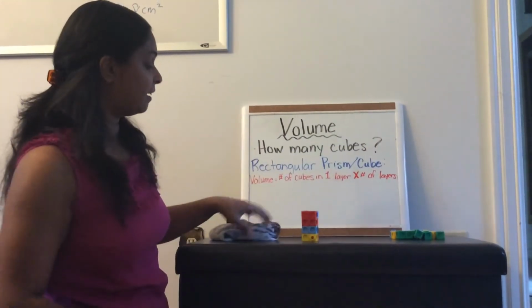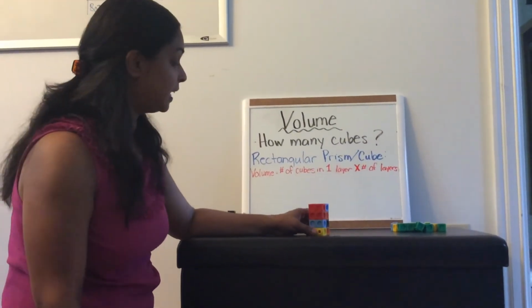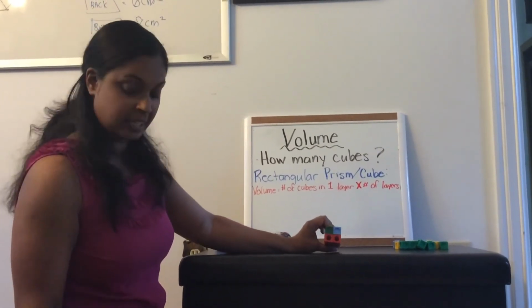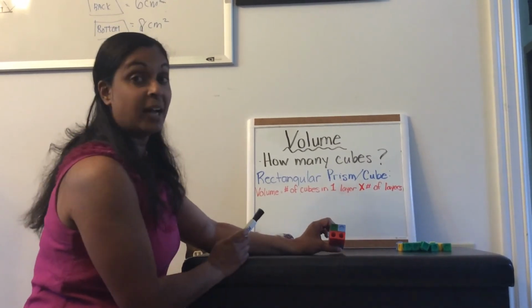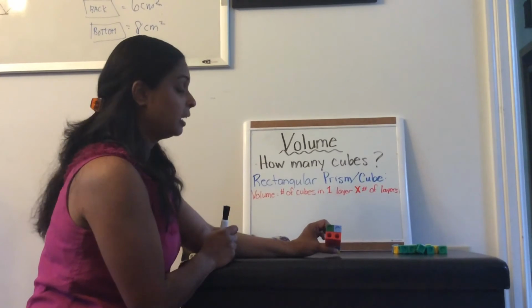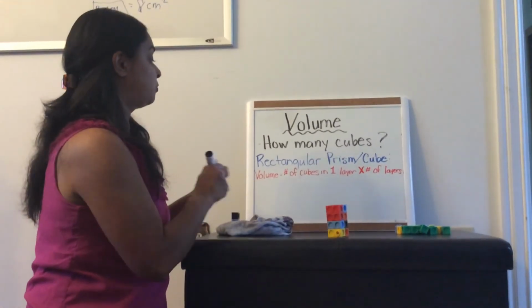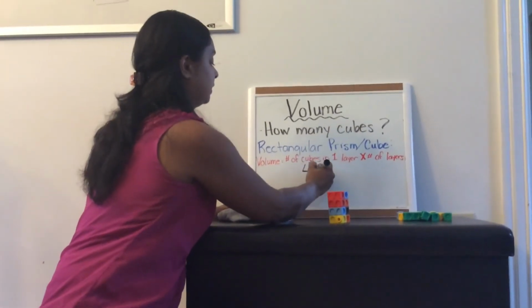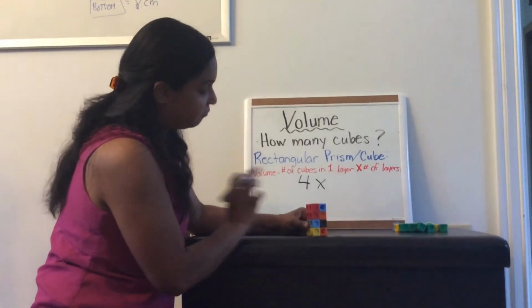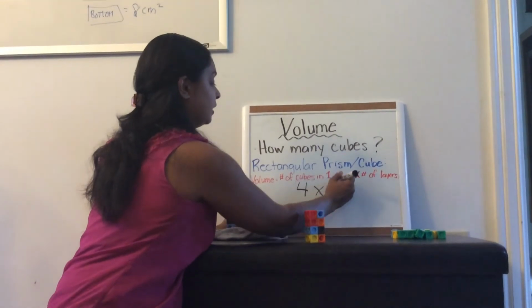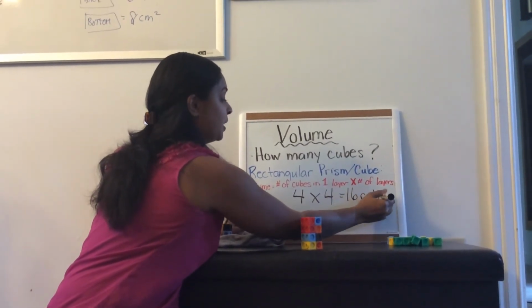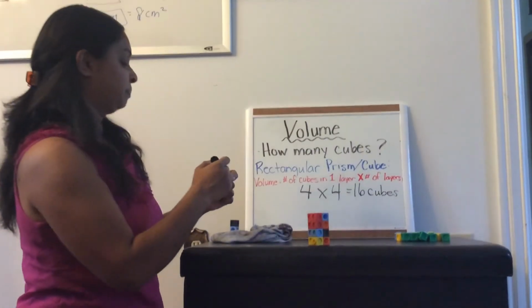So here we have a different type of rectangular prism. If I flip it like this so that you can see the top, I can see that one layer has 1, 2, 3, 4 cubes. So it's 4 cubes in one layer times, and then I can see that there are 1, 2, 3, 4 layers. And 4 times 4 is 16. So the volume of this one is 16 cubes.